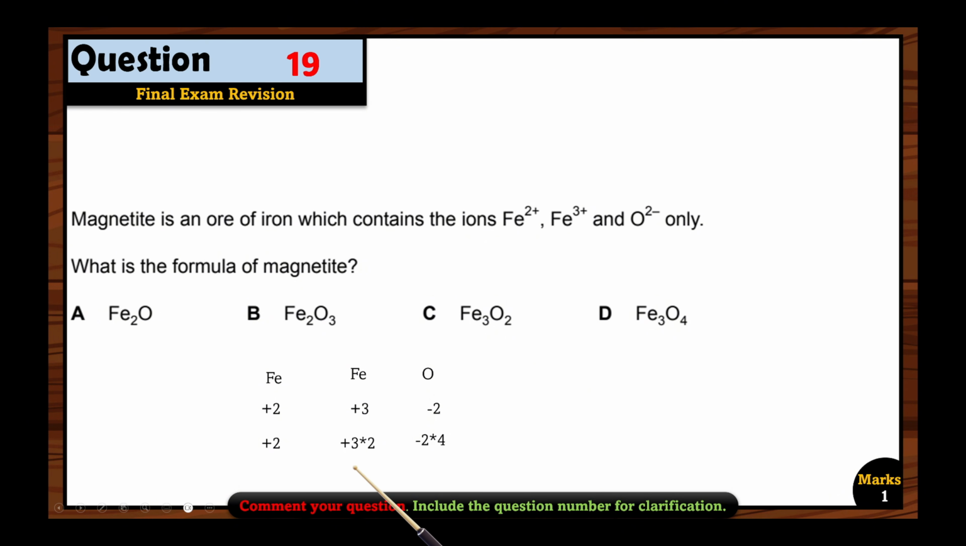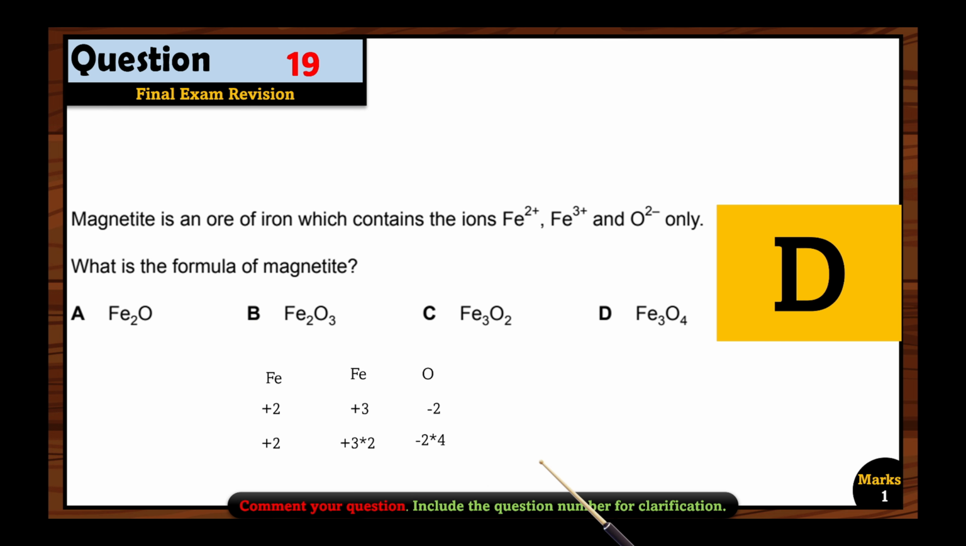But it is not 2 Fe now, it is total 3 Fe, right? Because these are 2 and this one is 3. So what will be the formula now? Fe3 and O will be how many? 4, right? Because we need 4. So now the overall charge will be balanced. The overall charge on this compound will be 0. So that's why the best option is D. You need 3 Fe and 4 oxygen, that will make -8. And this one is also +8. So overall charge is 0. So option D is the right option.